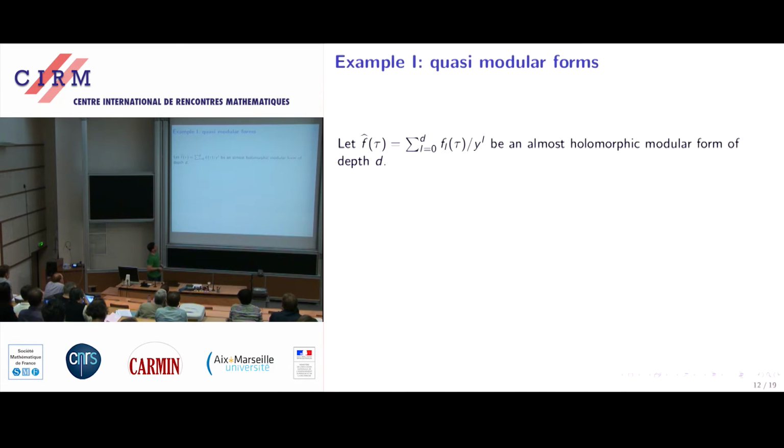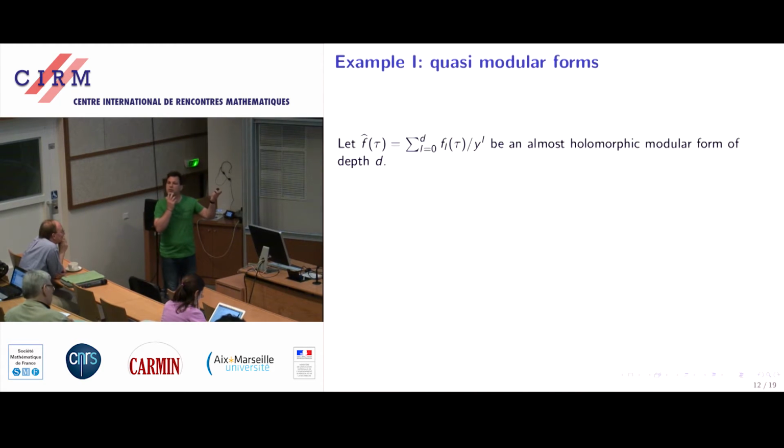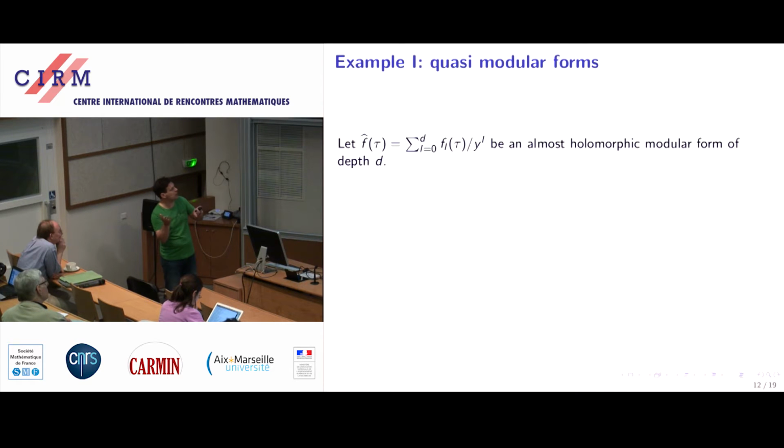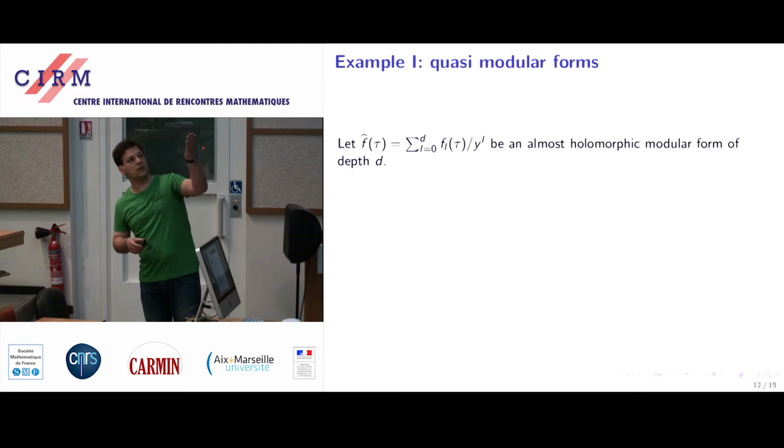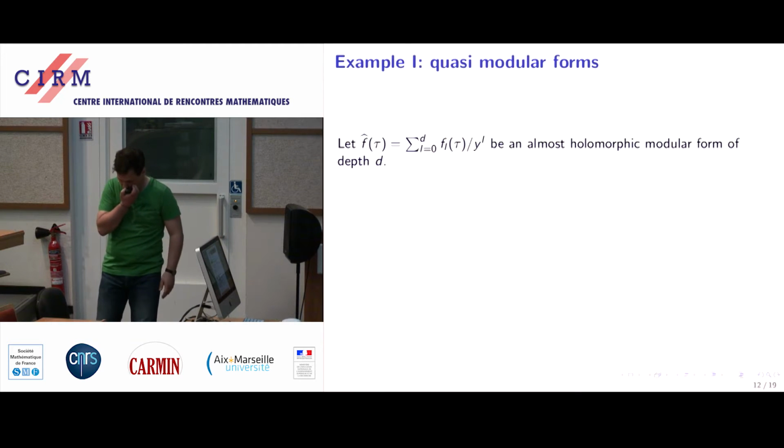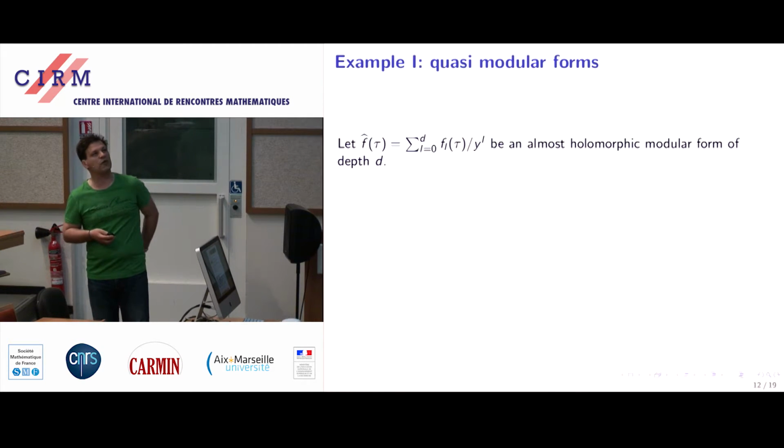So here, again, almost holomorphic modular form. I just took one of depth d. My definition of depth is slightly different from what Martin discussed. For me, the depth is just the degree of the polynomial. So an almost holomorphic modular form is defined as a polynomial in 1 over y with holomorphic coefficients. And the degree of that polynomial I call the depth. So that means that f_d, the highest coefficient, should be non-zero. Okay, but it doesn't really matter here. I call it f hat.